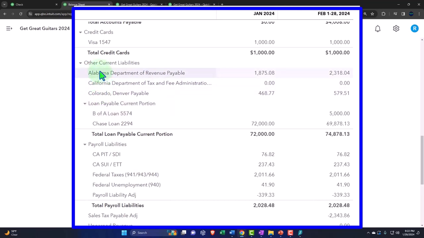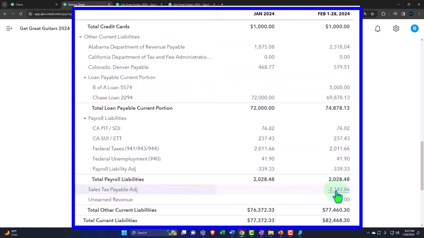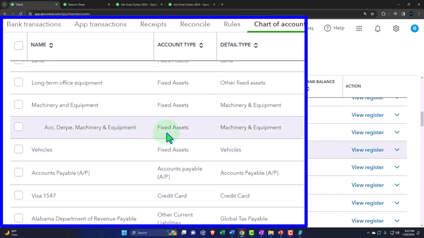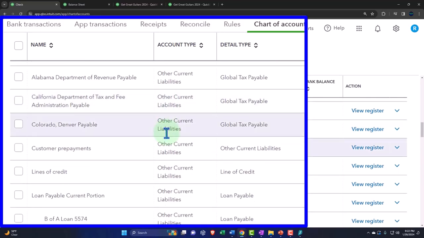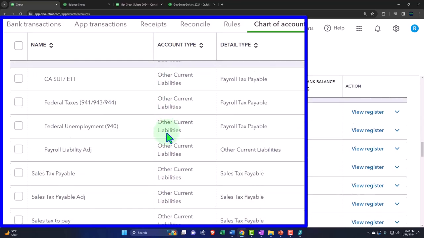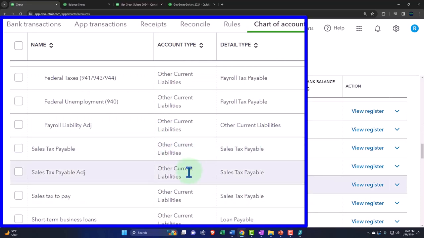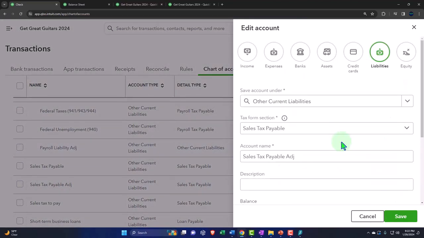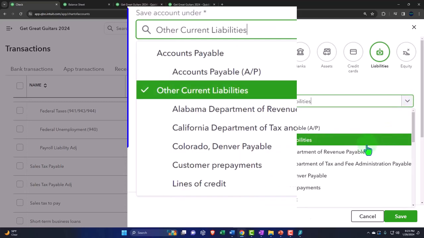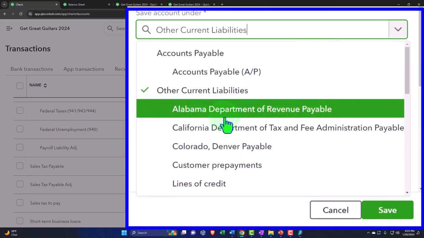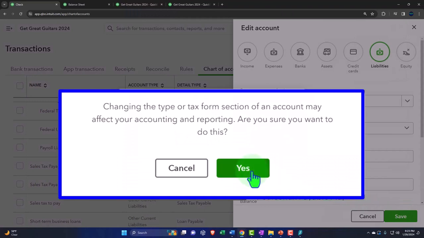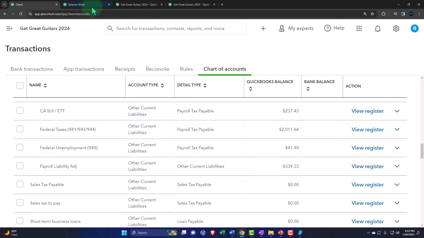So let's try putting the new account then, make it a subcategory of the Alabama account, and that'll clean it up a little bit. So let's go to the new sales tax account we set up. So it's going to be other current liability, and we have other current liability sales tax. Here's the adjustment account. Let's take that adjustment account and edit it and make it subsidiary, see if it lets me do that, to Alabama Department of Revenue. How about that? And then we'll save that one and say yes. Okay, that it allows me to do. So that'll clean it up a little bit, hopefully.